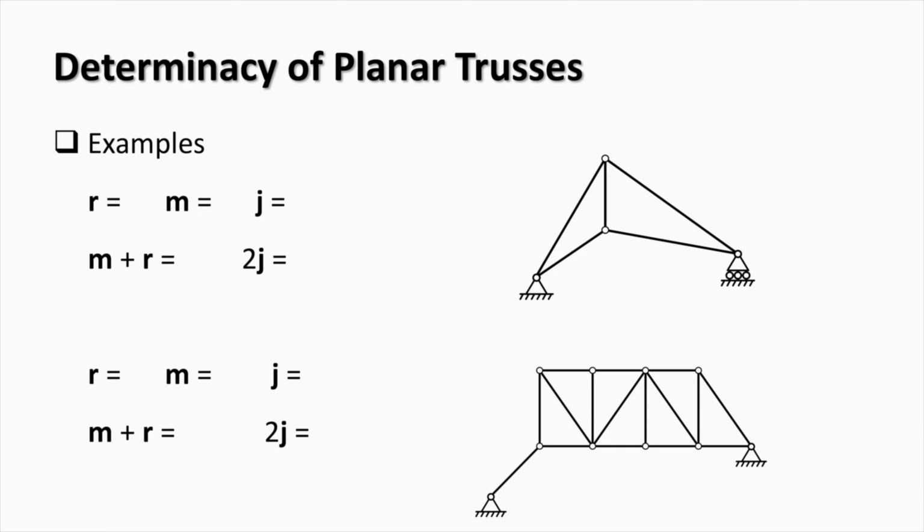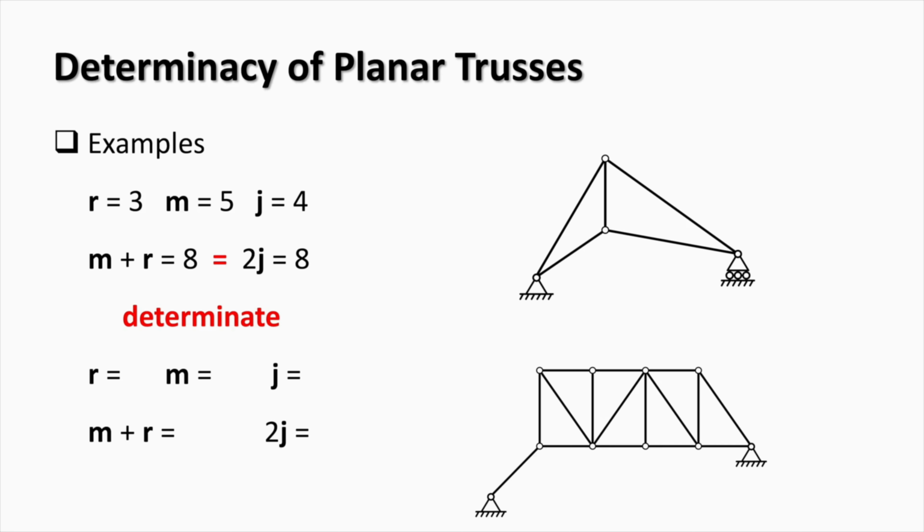Let's evaluate the determinacy of several structures. To do that, we need to calculate the number of reactions, the number of truss members, and the number of joints. The first truss has 3 reaction forces comprising of the horizontal and vertical reaction forces in the left support and a vertical reaction force in the right support. The truss has 5 members and 4 joints. The sum of reactions and truss members is 8, which is equal to twice the number of joints. And therefore, this truss is determinate and can be solved.